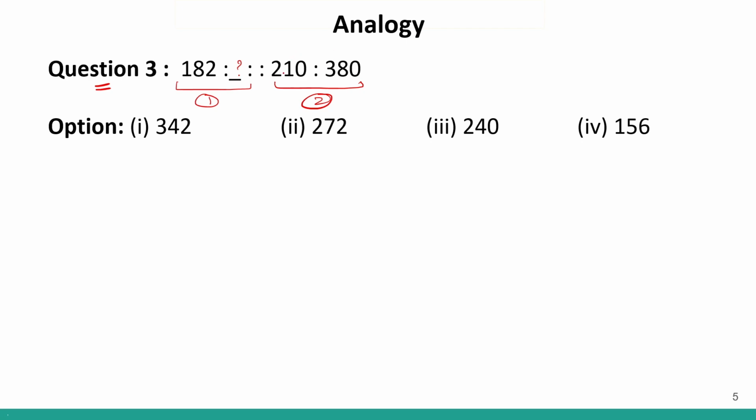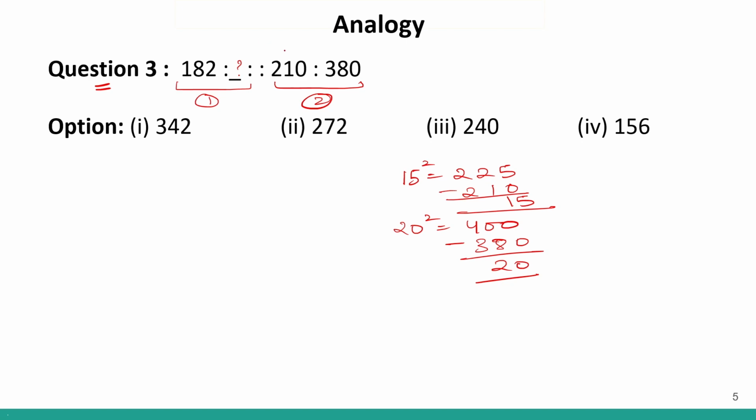So now 210 and 380, how are they related? If you remember, 15 square is how much? 225. Correct? And 20 square is 400. This is how much short than 210? So what is the difference between 225 and 210? It is 15. Similarly, what is the difference between 400 and 380? It is 20. So 210 is basically 15 square minus 15 and 380 is basically 20 square minus 20.